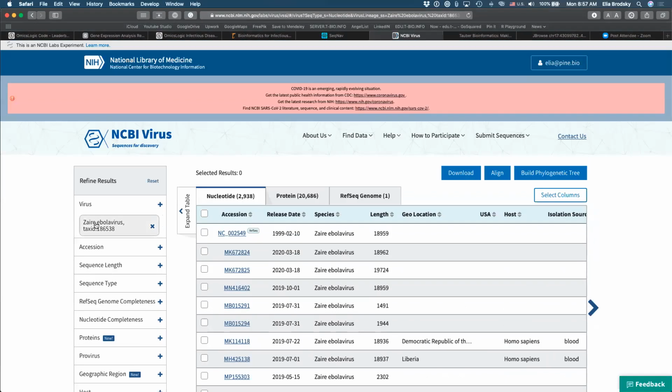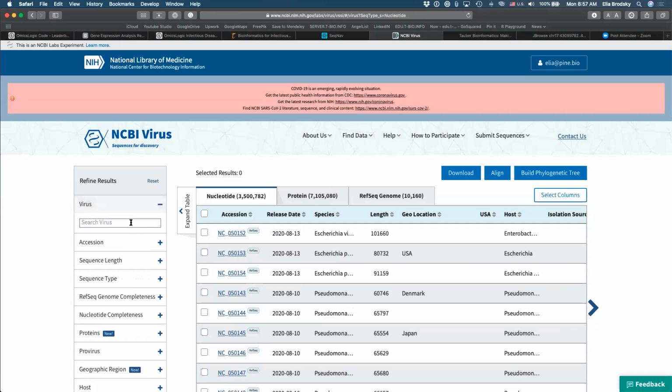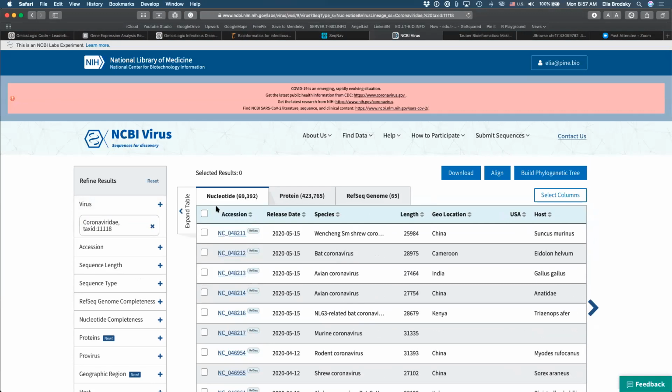Let's take a look. Instead of the Zaire Ebola virus, now we can just remove this and here add another plus, and let's search for coronavirus. So you can see the Coronaviridae family. Now tell me how many are available for the Coronaviridae family. All right, great. Noun Pun got it first, so special call out to Noun Pun: 69,000 sequences.